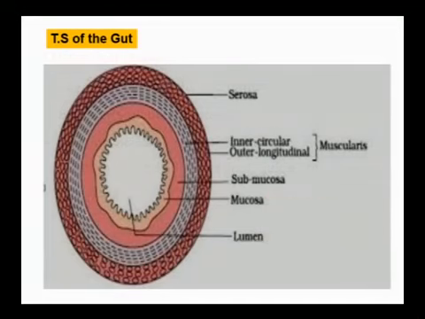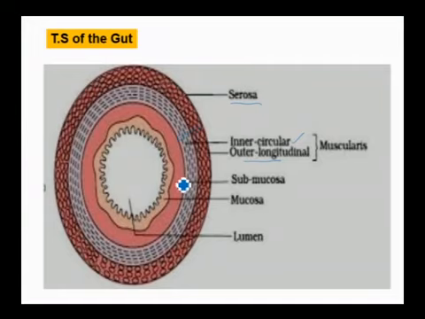Let us now look at the TS of the gut. The outermost layer of this is made up of serosa, squamous epithelial tissue. Below the serosa, there is a muscular coat made up of smooth muscle fibers. Towards the outer side is the longitudinal muscle, and towards the inner side is the circular muscle. It forms a very thick coat.